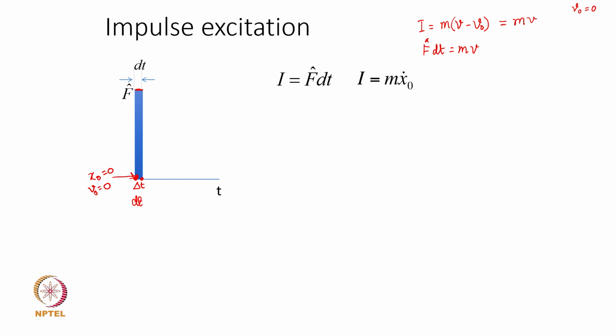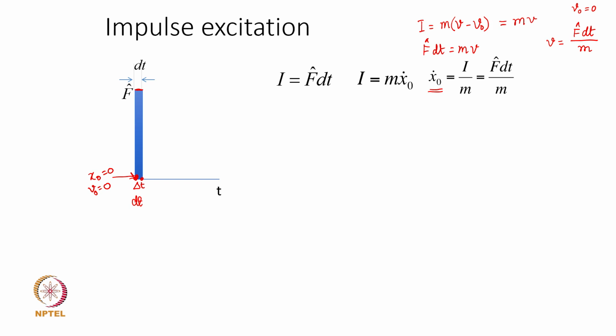Or v is written here as x naught dot, that is one and the same thing. So I can get the expression for this velocity, which is the velocity that I get as f cap dt over m. So I have the value of the velocity after the impulse ends as the initial condition for the system to vibrate.